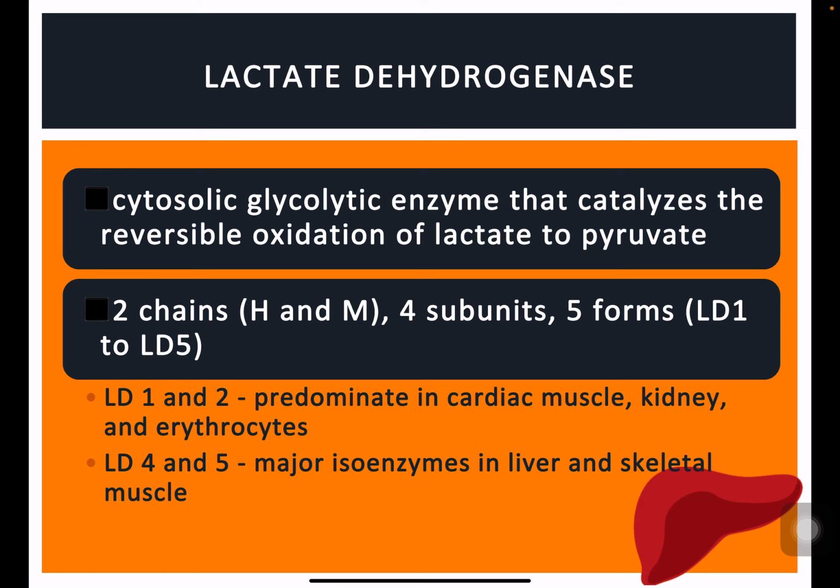Lactate dehydrogenase is a cytosolic glycolytic enzyme that catalyzes the reversible oxidation of lactate to pyruvate. So it is composed of two chains, H and M, so H meaning heart and M meaning muscle, 4 subunits and 5 forms from LD1 to LD5. So lactate dehydrogenase 1 and 2 predominates in the cardiac muscle, the kidneys, and erythrocytes, while lactate dehydrogenase 4 and 5 are the major isoenzymes found in the liver and in the skeletal muscle.